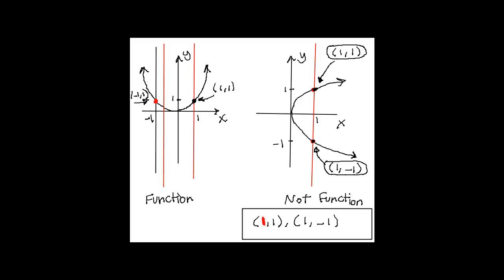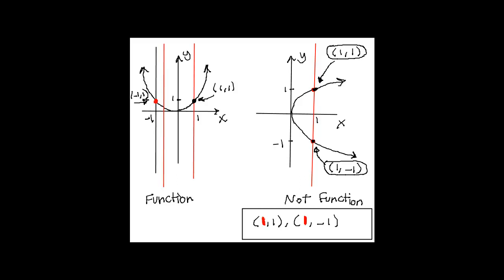So if they give you a bunch of points and ask whether these points represent a function or not, without graphing them, if you can find the same point that shares the x-value, then you can say right away it's not a function. Why? Because those 2 points will be right on top of each other.